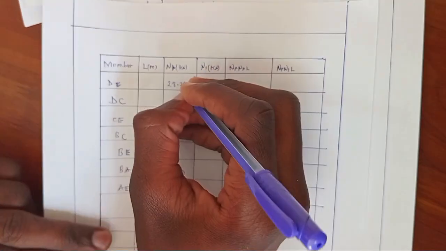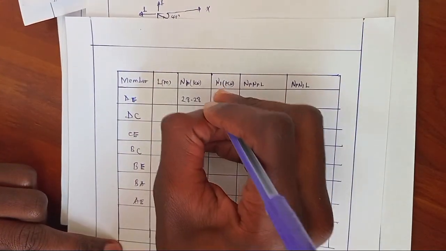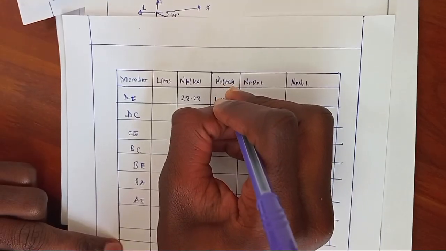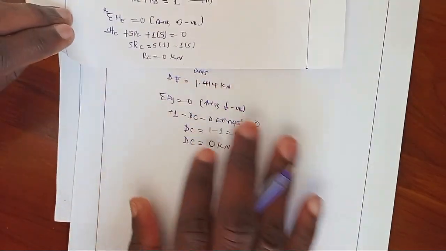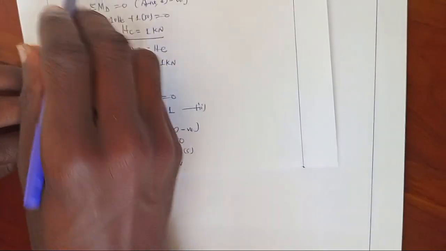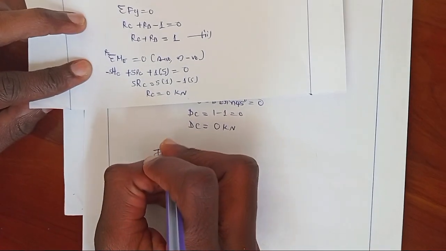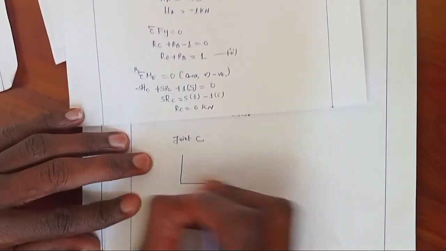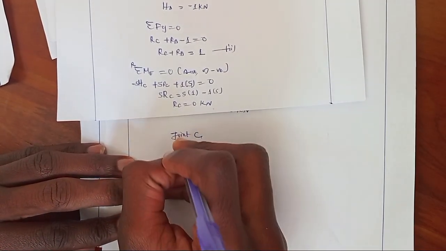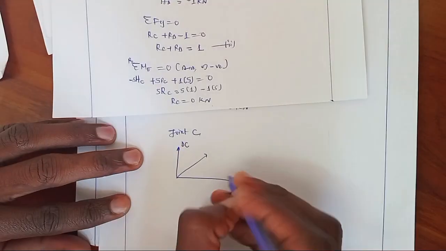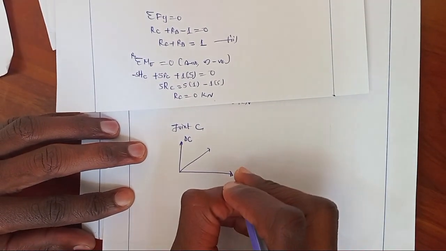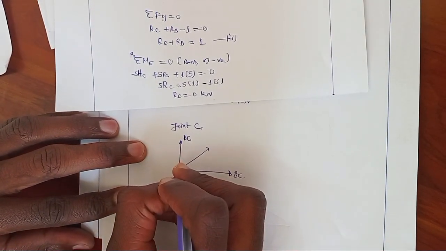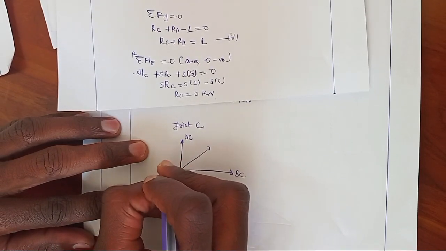Now let's fill this into our table. DE we have obtained 1.414, DC 0 kilonewton. After that, let's consider joint C. Joint C will be in this way. This is DC. This is BC. RC was 0 kilonewton.